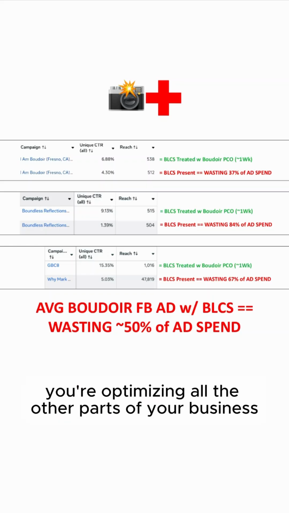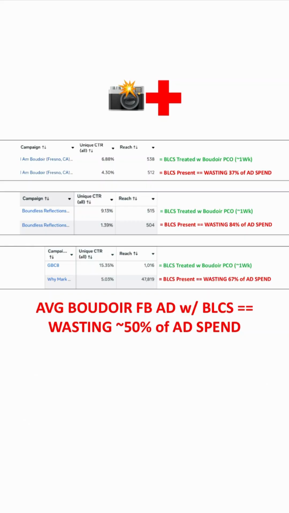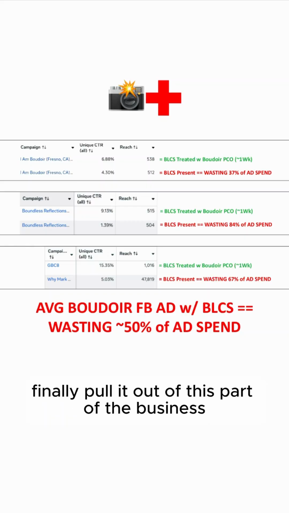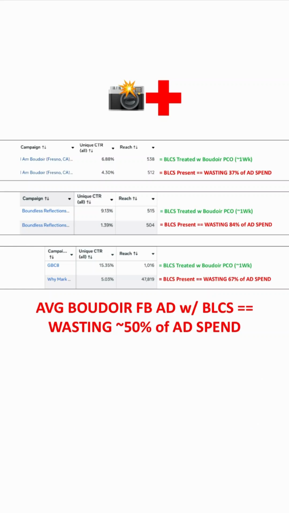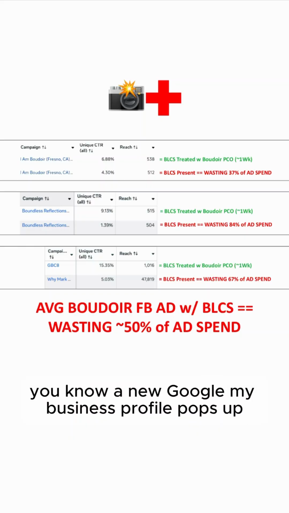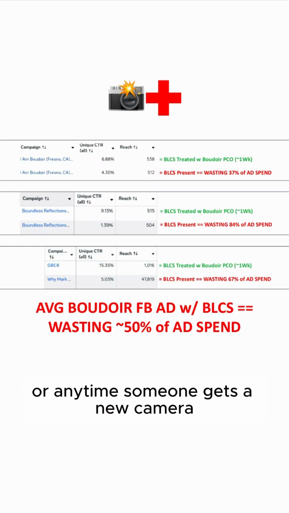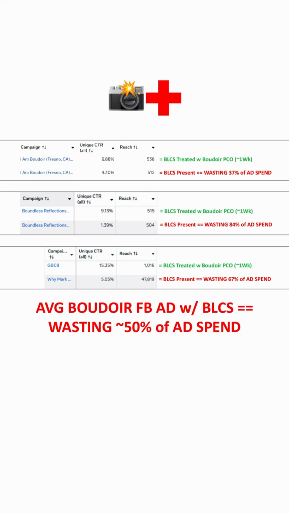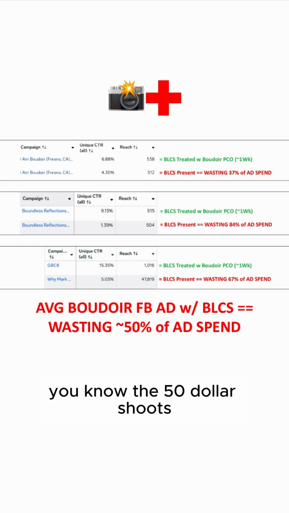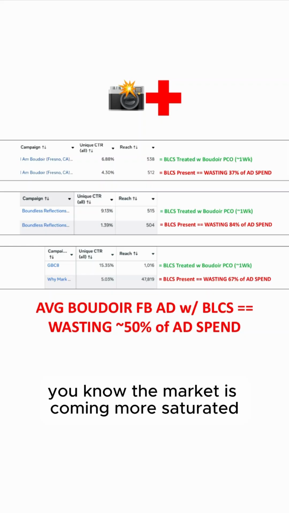And you're optimizing all the other parts of your business, pulling money out now. You decide you're ready to finally pull it out of this part of the business because you see more women joining. It seems like anytime anyone gets a new phone, you get more boudoir photography. A new Google My Business profile pops up, or anytime someone gets a new camera, there are more posts in the mom groups for the $50 shoots. So the market is becoming more saturated.